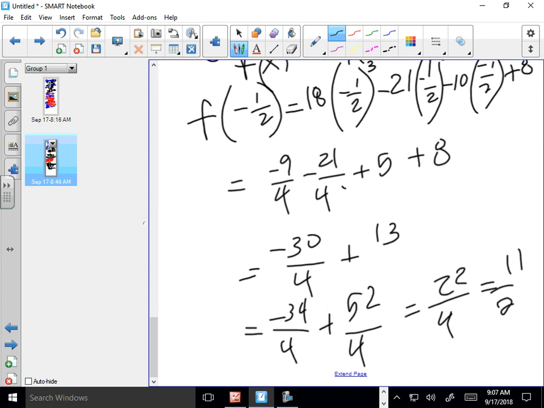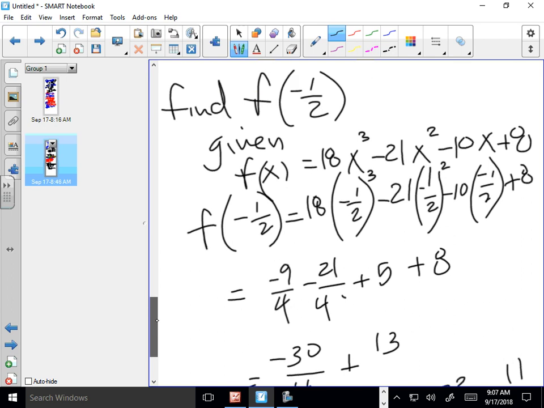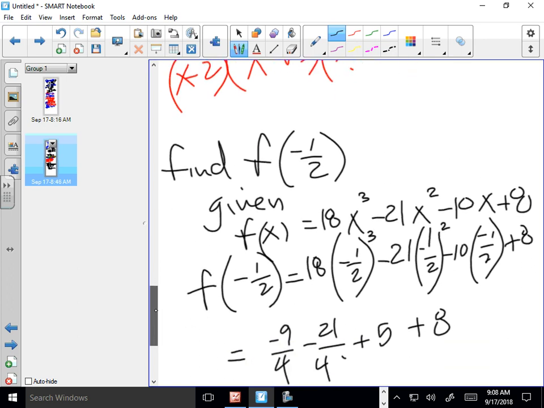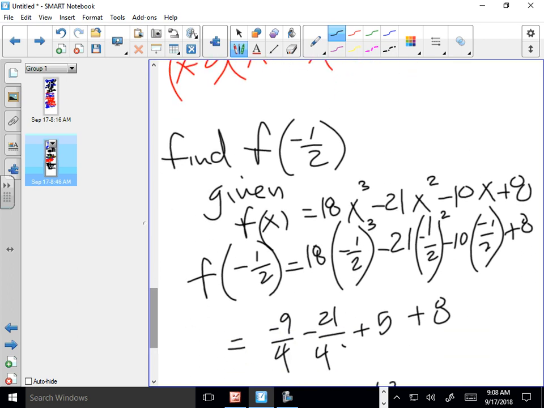11/2 is 5.5. So I want to do something that I think is really kind of stunning. An alternative to finding f of negative 1/2 that way is to do this. Let's take a look. I'm going to start with that negative 1/2, and I'm going to do synthetic division. 18, negative 21, negative 10, and positive 8.